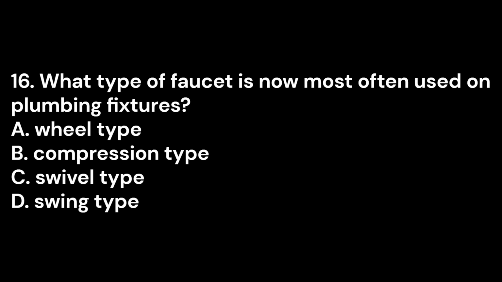Number 16. What type of faucet is now most often used on plumbing fixtures? A. Wheel type. B. Compression type. C. Swivel type. D. Swing type.